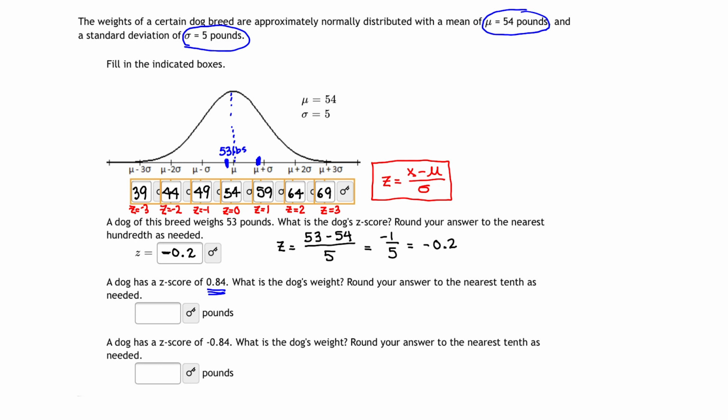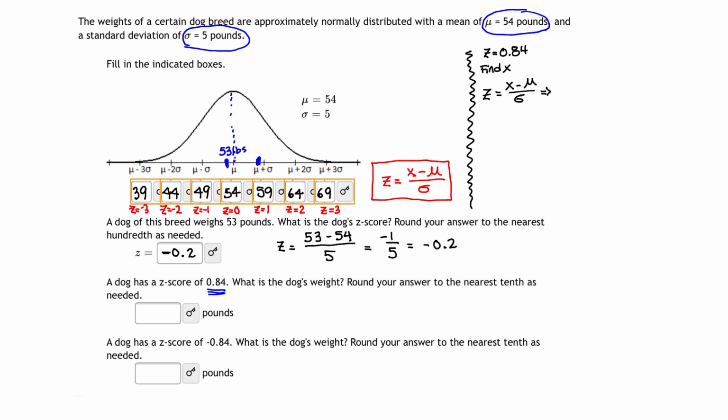Well, again, we can use our formula. Z equals x minus the mean over the standard deviation. I think I need a little bit more scratch work, so I'm going to go up here and work it right up here so I have a little more space. Okay, so this is the second problem. So when my z-score is 0.84, I'm finding my x-score. I'm looking for my dog's weight. So here we go. We have that z equals x minus the mean divided by the standard deviation.